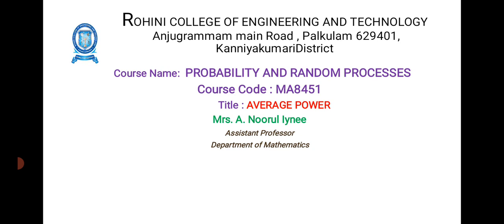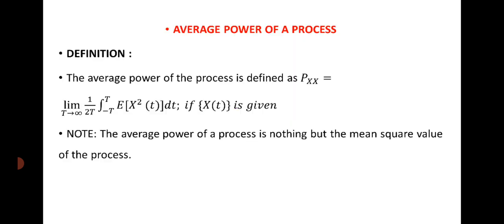We are going to see the topic average power. What is the average power of a process? The definition for average power is defined as R_X(tau) equal to limit t tends to infinity 1 by 2T integral from minus T to T of E of X square of t into dt, if X of t is given. The average power of a process is nothing but the mean square value of the process, that is R_X(0).